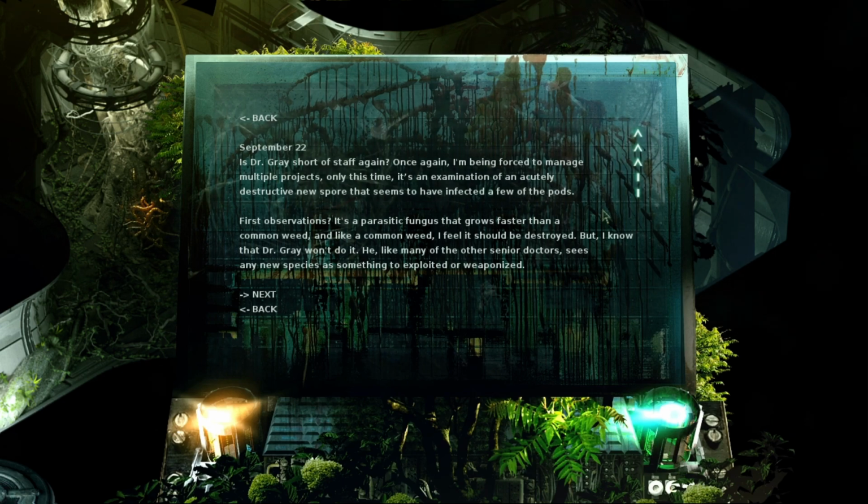But I know that Dr. Gray won't do it. He, like many of the other senior doctors, sees any new species as something to be exploited or weaponized.